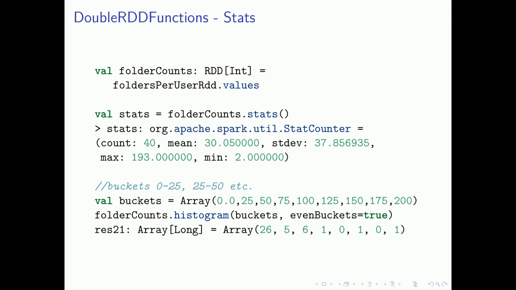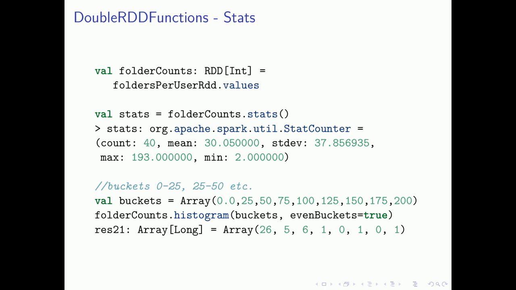So I'm just using the values. And then that is an RDD of type integer, which means it can be converted to the double RDD function. And I now have a stats method available. When I run that stats method on the folder count, I find out I have 40 different samples. The mean, so the average number of folders, was 30. Standard deviation 37, because there were some outliers, so to speak. The max was 193 folders, and the minimum was 2 folders. So I don't have to do a whole lot of writing of anything. It's just available to me.